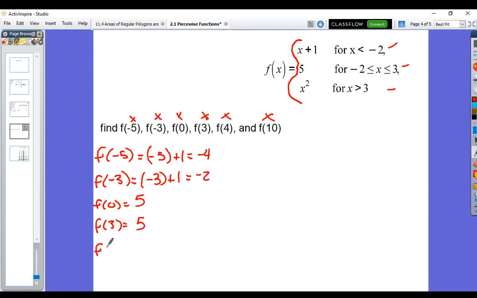But f of 4, that's greater than 3, so we put it in this function. 4 squared gives us 16. So then f of 10, again, greater than that, so it'd be 10 squared, or 100. Now we won't graph this because it's not constant enough, but let's look at that.